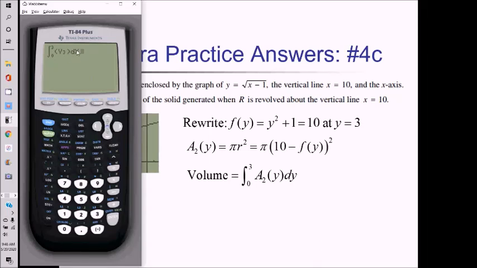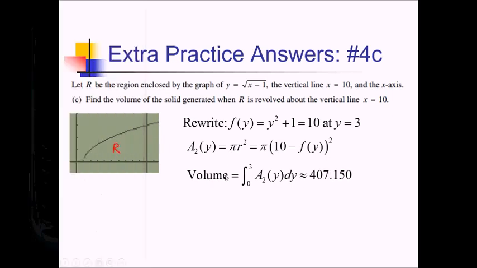So I have to make sure that my differential here matches the dummy variable that I actually used. Pressing enter now, that comes out to 407.150. And that's it for this one.